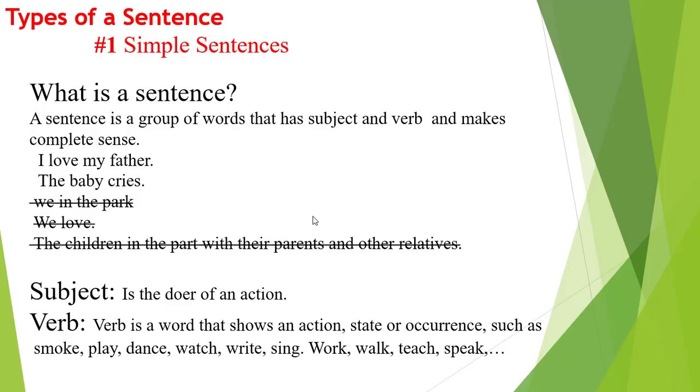Okay. So now let's see what types of sentences there are, guys. In English, we have four types of sentences. In this video, we will be studying only one of them, which is the simple sentence. What is a sentence first? A sentence is a group of words that has a subject and verb and makes complete sense.